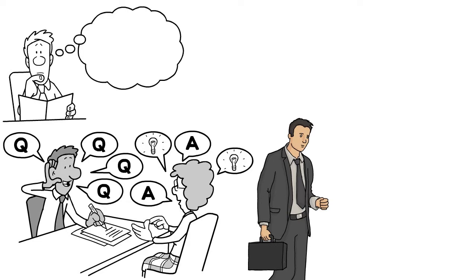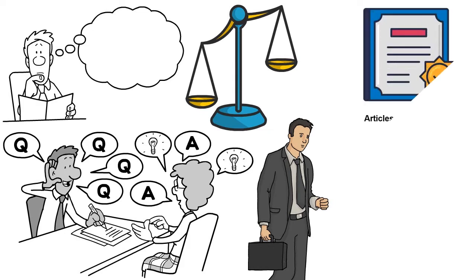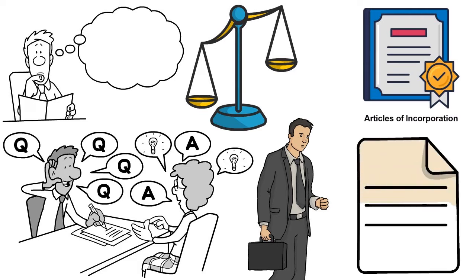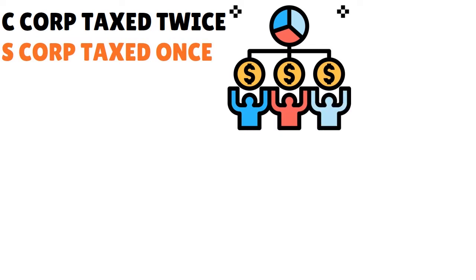So the key differences between S corporations and C corporations: if you want to create a C corporation, you file articles of incorporation in your state. If you want to create an S corporation, you have to incorporate first, then apply to the IRS by submitting IRS form 2553. C corporations are taxed twice. S corporations are taxed once at the personal level. There are no restrictions on shareholders at the C corporation level. There are restrictions on the shareholder type at the S corporation level.